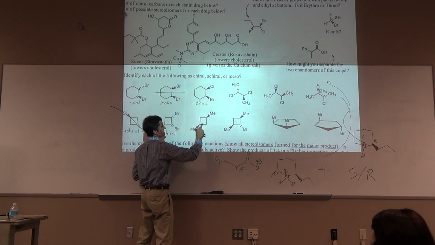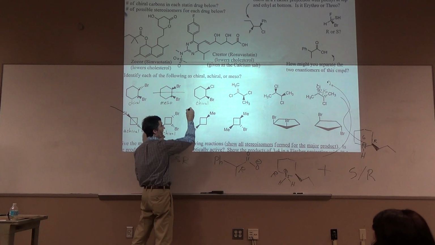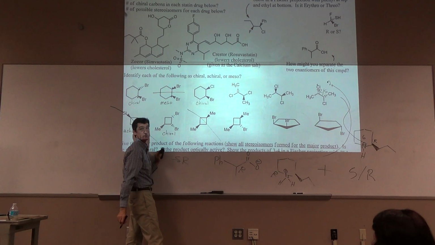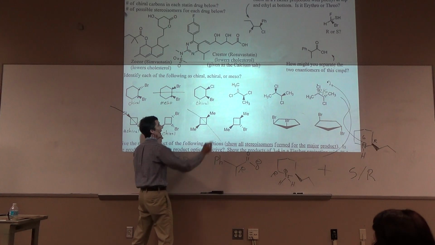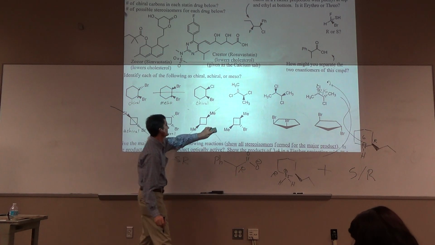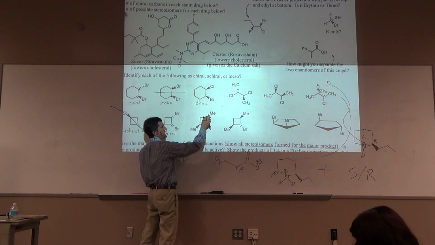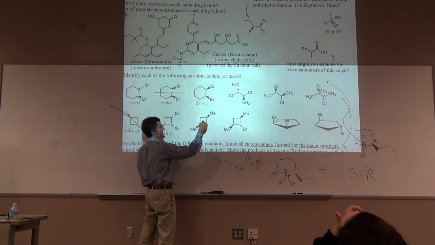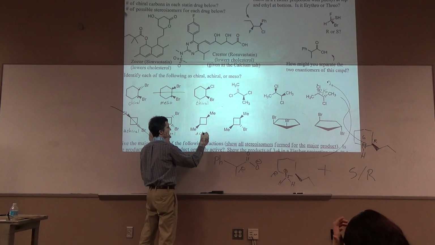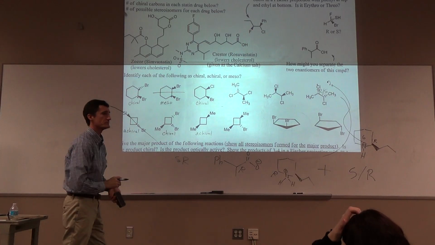How about here? I see two planes of symmetry. That's a plane of symmetry. And you also have one right through there. That's not even chiral. It's got a methyl and H. This way is the same as that way. It doesn't even have chiral carbons.